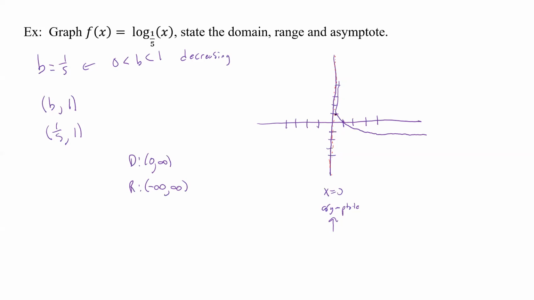And again, it's just general. And the key thing is we just need the (1/5, 1) point, we need the (1, 0) point, and we need the asymptote, and we can draw the general shape of the curve. If we wanted to add more, we could, but those are the three things that we need to get the general shape.